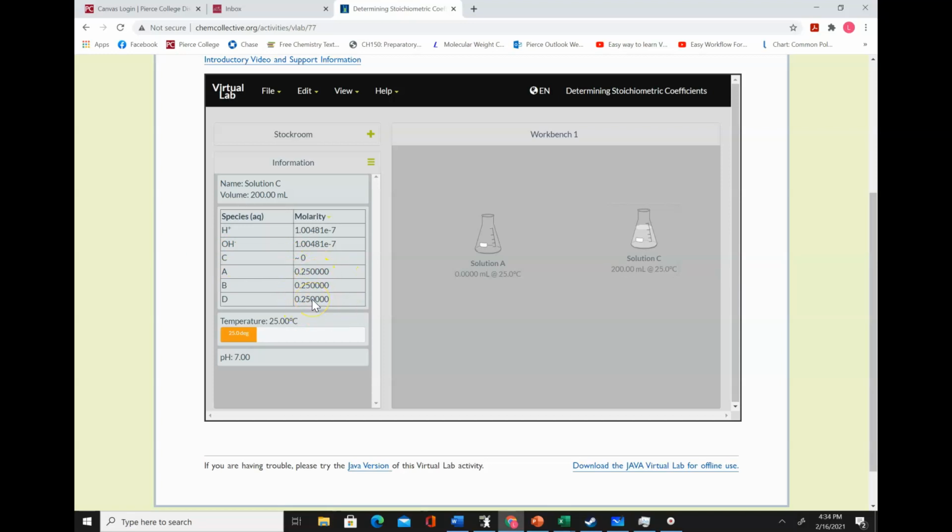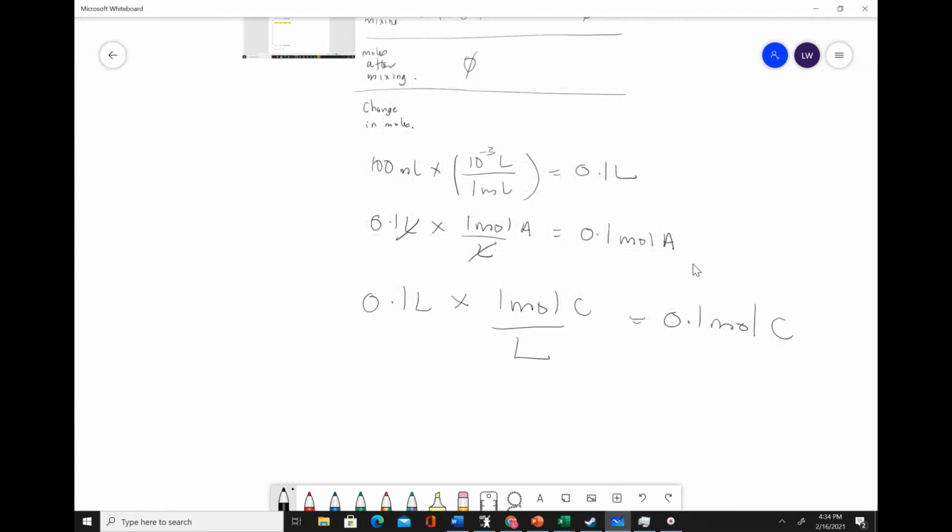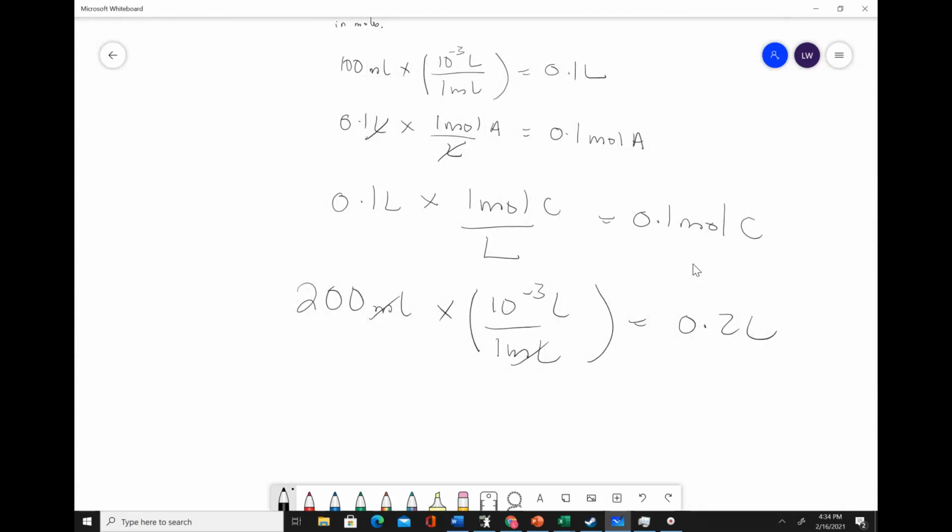So I only have to do like one bit of math here because all of these numbers are going to be the same for the number of moles afterwards. So that's kind of nice. So for C afterwards, I've got 0 moles. And then for the other ones, I had 200 milliliters. And I know that I get 10 to the minus 3 liters for every 1 milliliter, or that is 0.2 liters. Many of you will do that in your head.